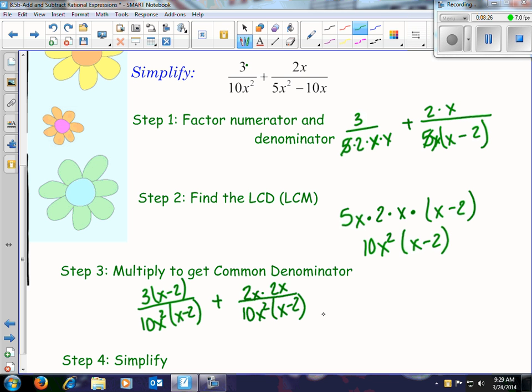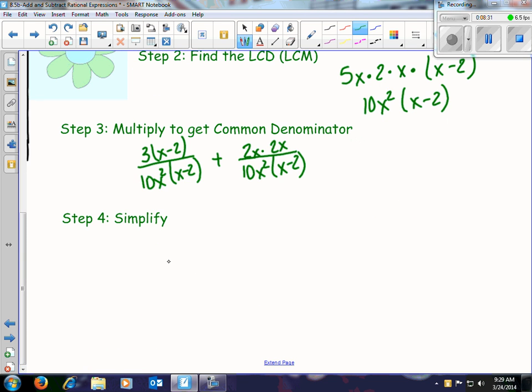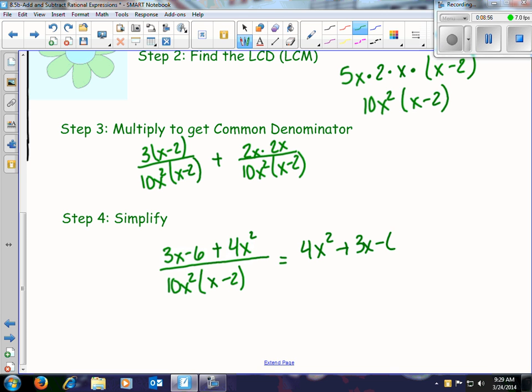So now I can just combine my terms and simplify. So I'm adding. So I have 3x minus 6 plus 2x times 2x is the same as 4x squared divided by 10x squared times x minus 2. And now I can just reorder this, so I have 4x squared plus 3x minus 6 divided by 10x squared times x minus 2. Now, if that didn't make sense, I need you to go back and watch it again.